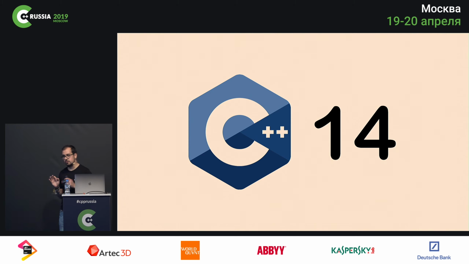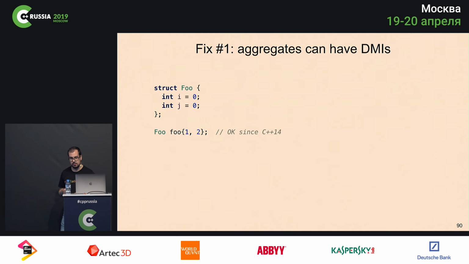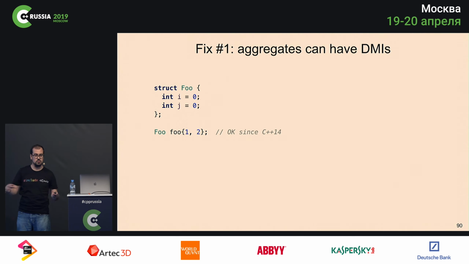C++14 fixed a few things, which was good. One thing people ran into frequently, which is surprising and unnecessary, is that in C++11, aggregates could not have direct member initializers. That's really bad, because direct member initializers are useful, and I said before you should always use them. But then your aggregate type in C++11 would not be an aggregate anymore, and you couldn't aggregate initialize it. That was fixed in C++14. Aggregates can now have direct member initializers, which I think is great, so this code is going to work.